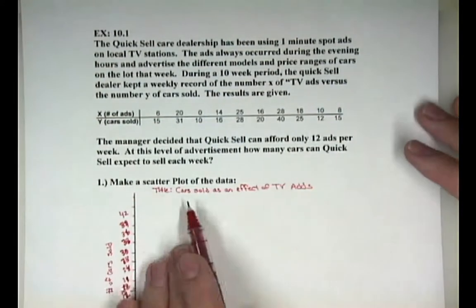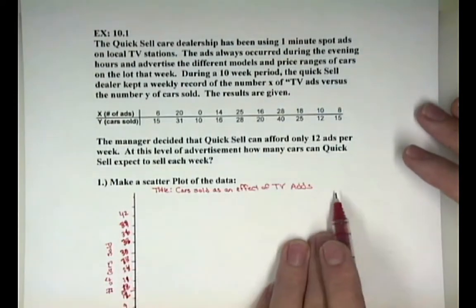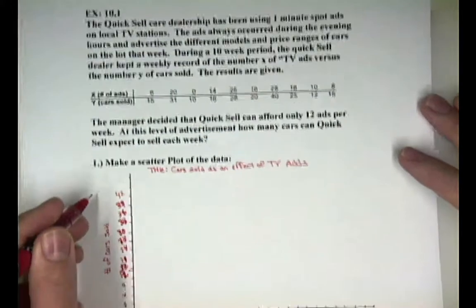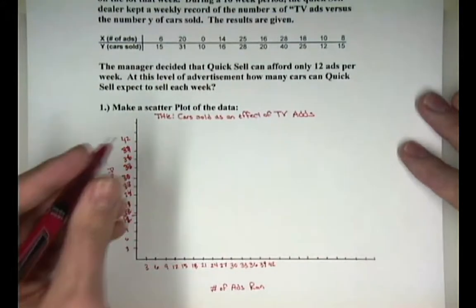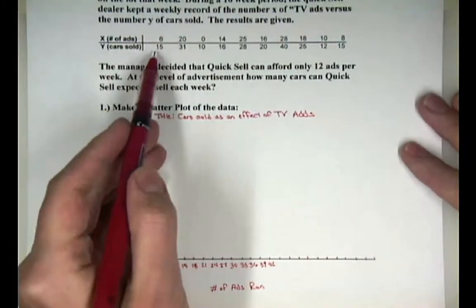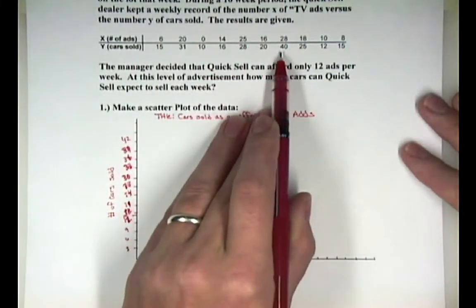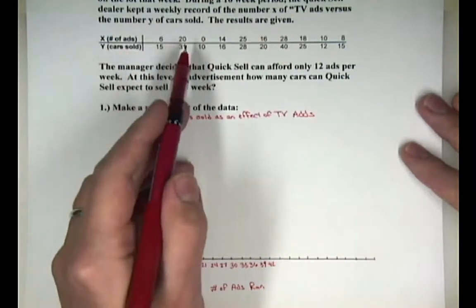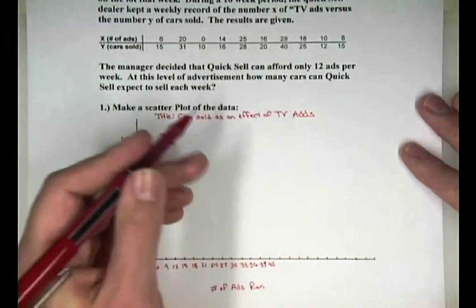So in order to make a scatter plot, you of course want a title, Cars Sold as an Effect of TV Ads. We're going to plot the number of cars sold on the y-axis, and the number of ads ran on the x-axis. So get yourself a scale set up. On the y, the largest number is 40, so you need to make sure that your scale encompasses up to 40. And on the x, I believe the largest number is 28.